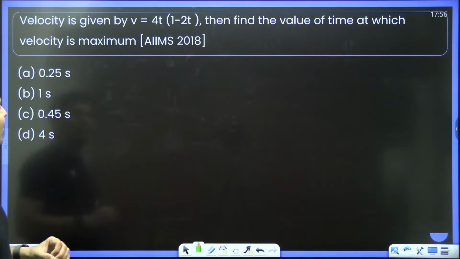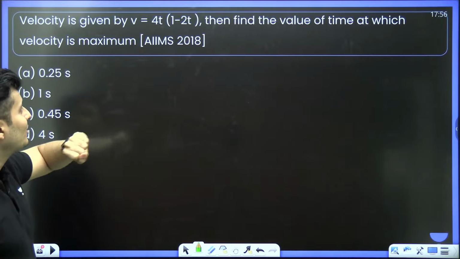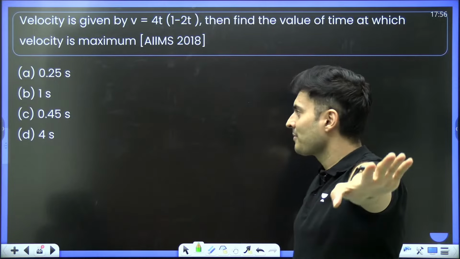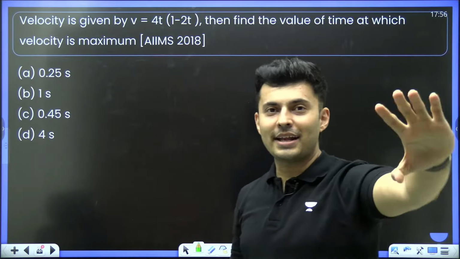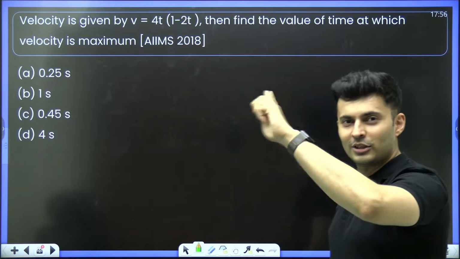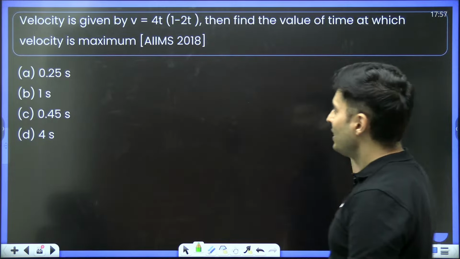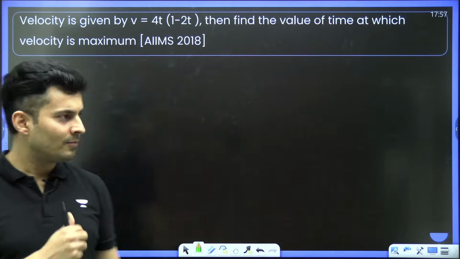Moving on, next question. Velocity is given by this. This was asked in AIIMS. I want to see who are the AIIMS students out here. I want to see who are the students who are going to crack AIIMS, guys. If you can solve this within a minute, proud of you. Come on. Then find the value of the time at which the velocity is maximum.